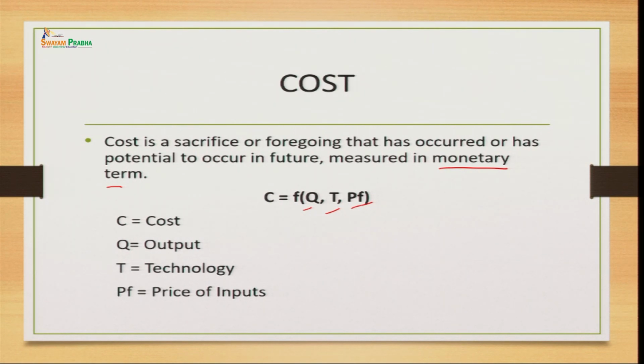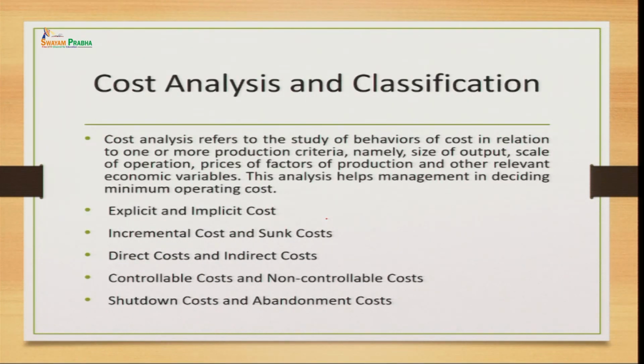So, if we need to define the cost function, we can write it this way, where cost is a function of quantity, technology as well as the price of the input. Now, moving ahead, we have cost analysis and classification. This is important, right. How are we going to analyze the cost and how differently are we going to classify it, how many categorizations can we do in the cost, right, because we have different types of cost in businesses. So, here we have made our classification into different categories.